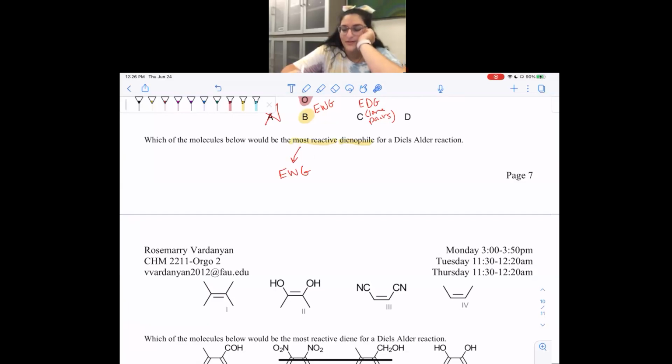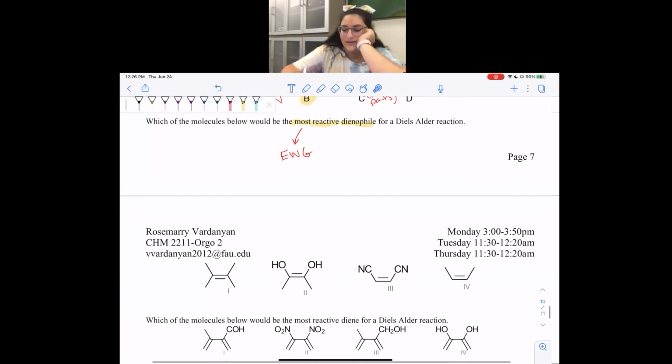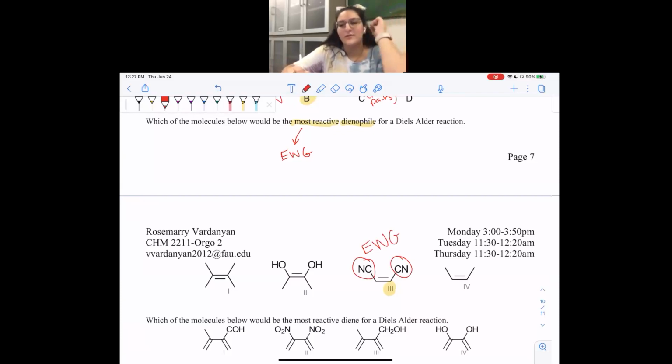One person answered. Tell me why you think it's the answer. Yes, because this electron withdrawing group, that's the only electron withdrawing group present. So this is the answer, absolutely. Yay.